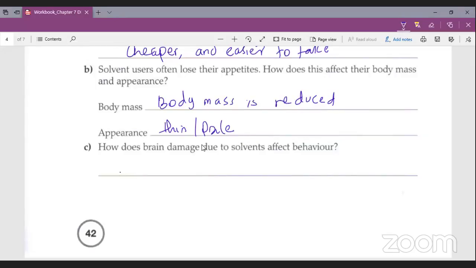Okay. Now, how does the brain damage due to the solvent affect the behavior? Yeah, tell me your answer. If you know, type your answer quickly. It harms the nerves and causes loss of memory. Yeah, so it causes memory loss.